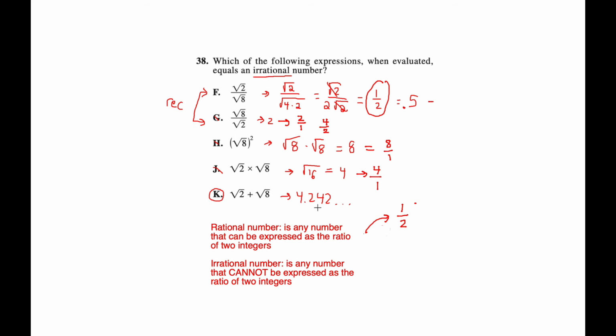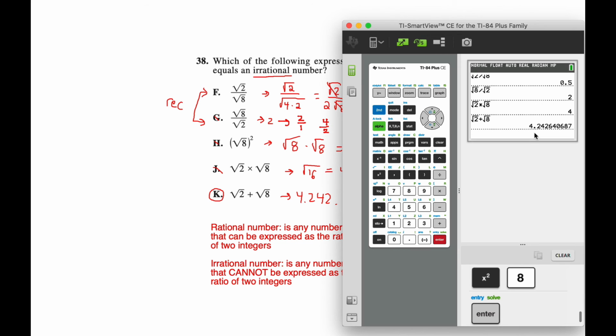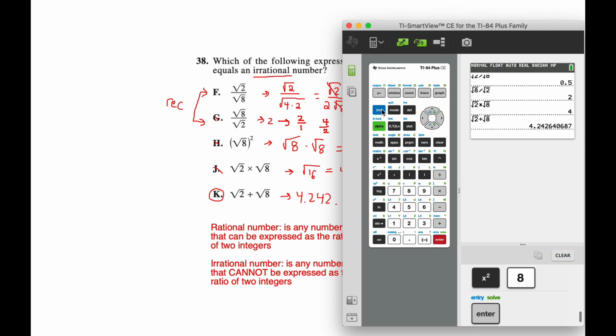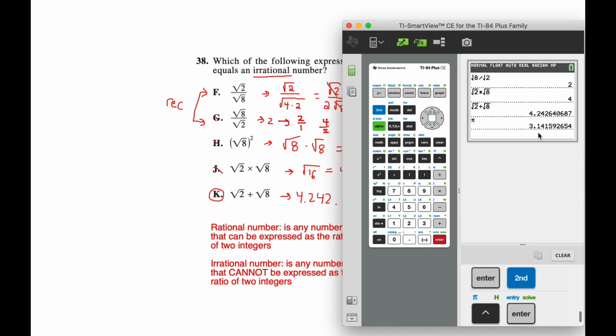On the other hand, there are no two integers that we could divide by one another that would give this repeating, or actually it's not repeating, this decimal number right here. And so this falls into this category of irrational numbers. A couple other examples of irrational numbers would be things like pi, and we can see that on the calculator as well. There's no two integers you can divide to get that number right there, which it's implied actually to keep going.